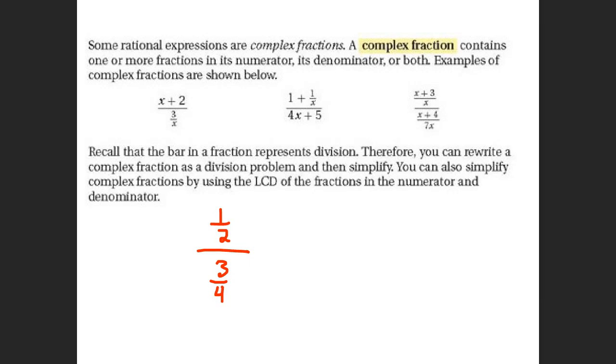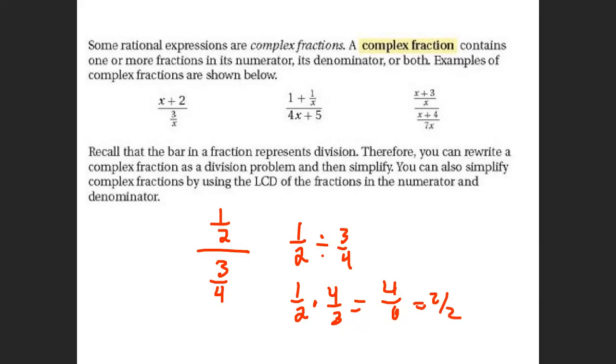1/2 divided by 3/4. I always write it out. Well, I know I can't divide fractions, so I'm just going to rewrite it as 1/2 times 4/3. My answer is 4/6 or 2/3, right?